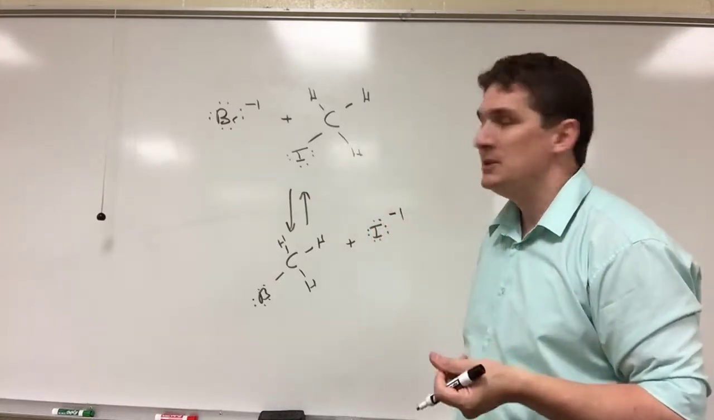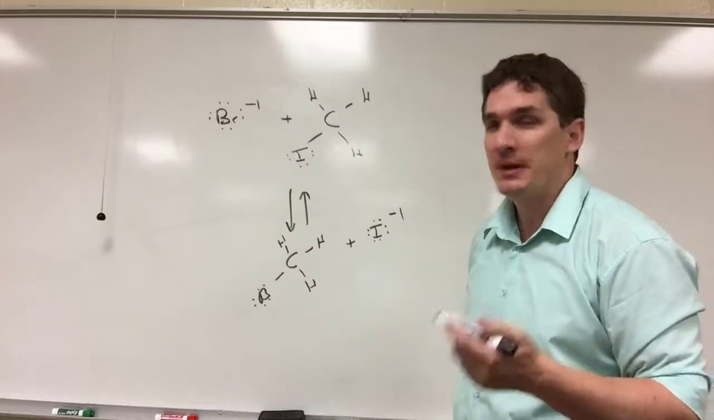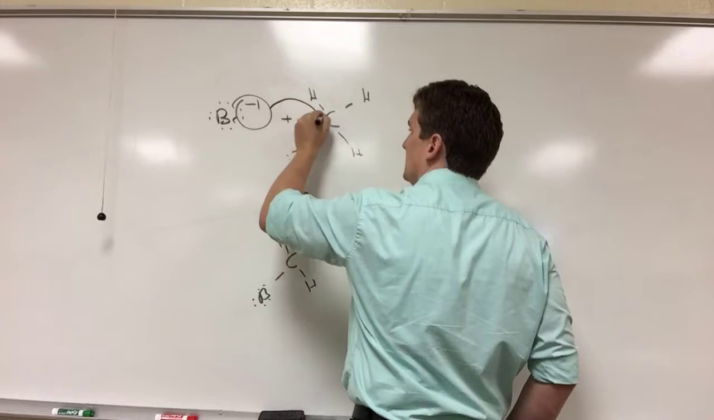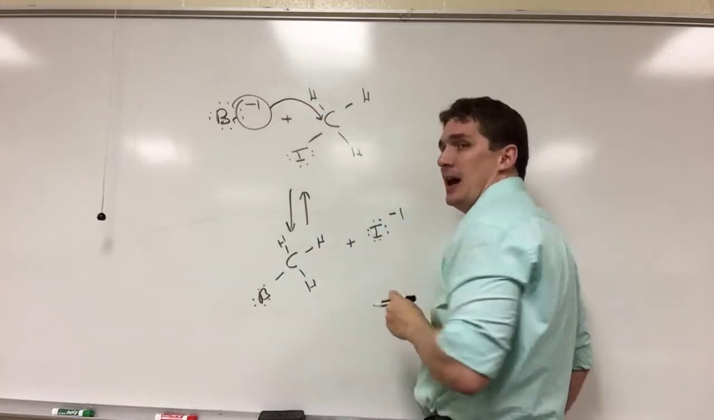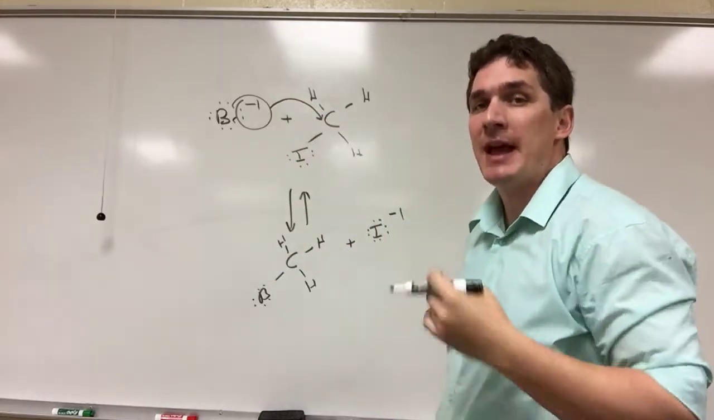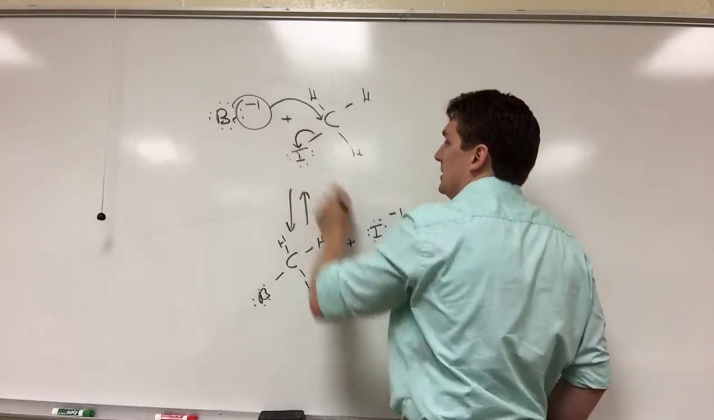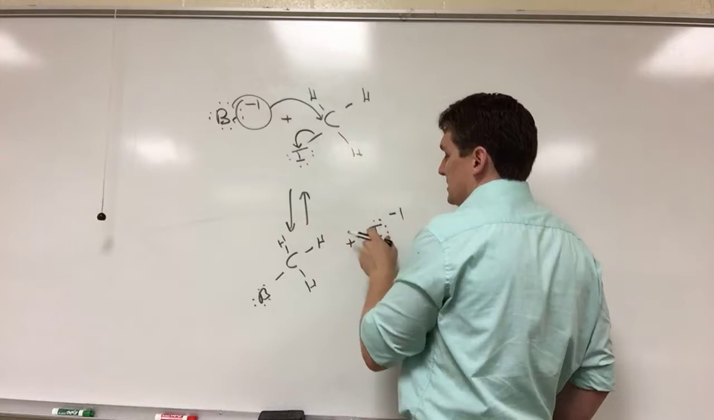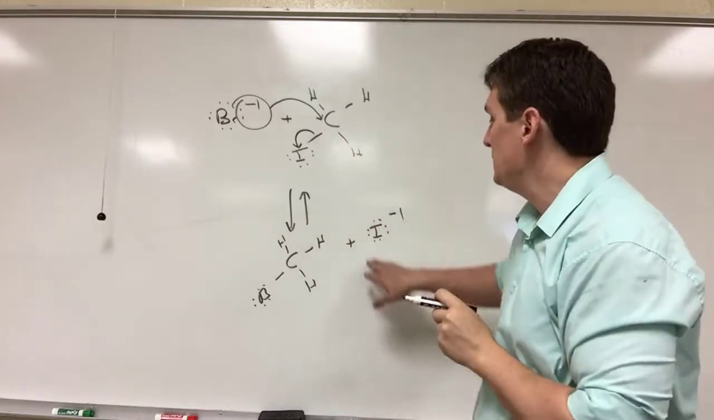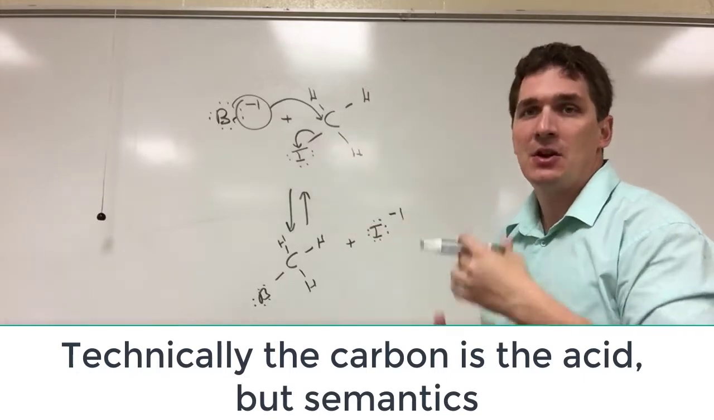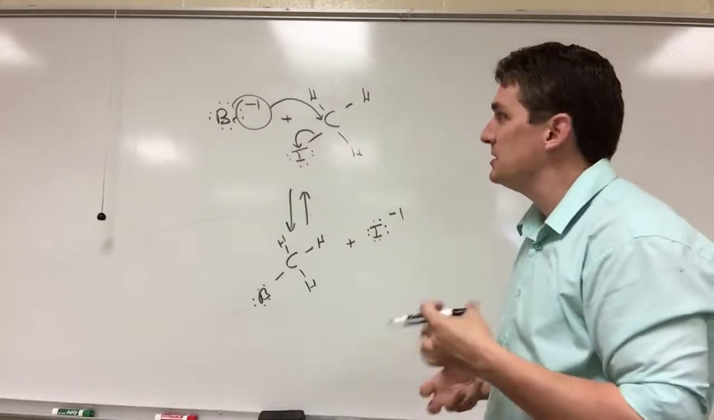Well, what bromide is going to do is act like a Lewis base. It's going to take this lone pair, and it's going to kick it off. Iodine is going to act like a Lewis acid in that it's going to accept electrons from the carbon. And so we end up getting this complete octet, these lone pairs on iodide because it accepts the electrons from carbon.